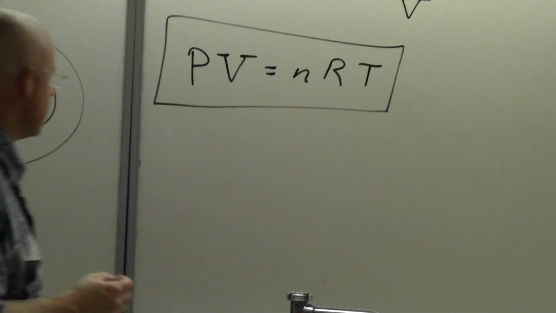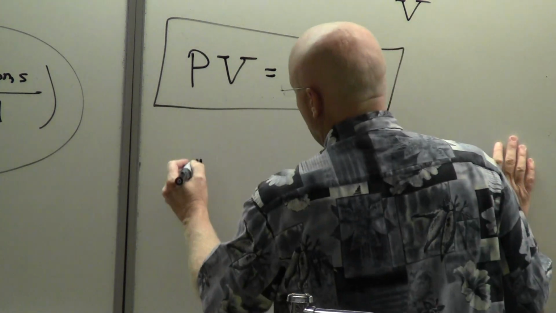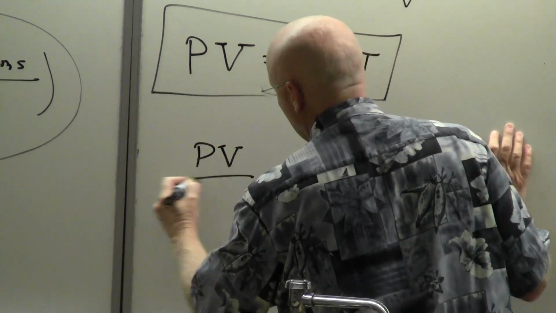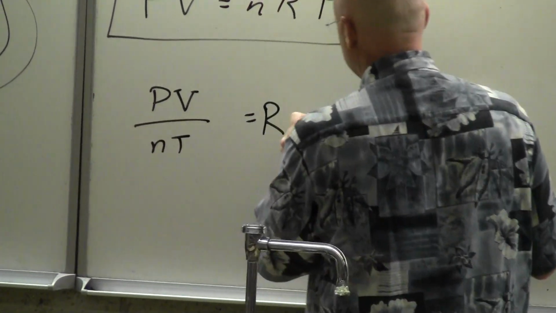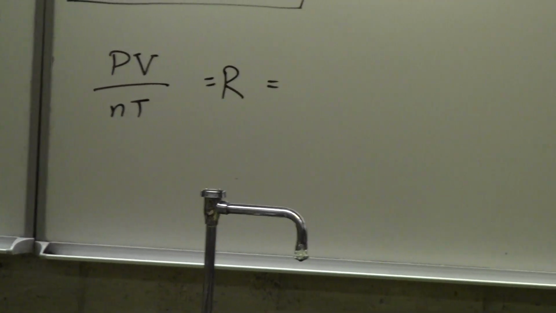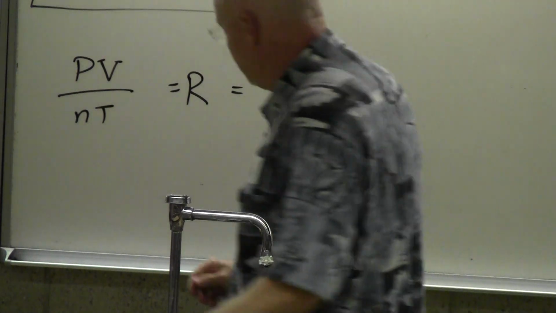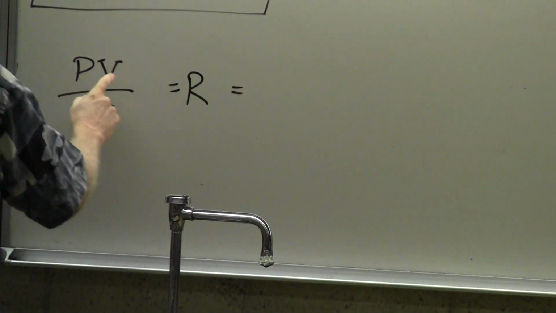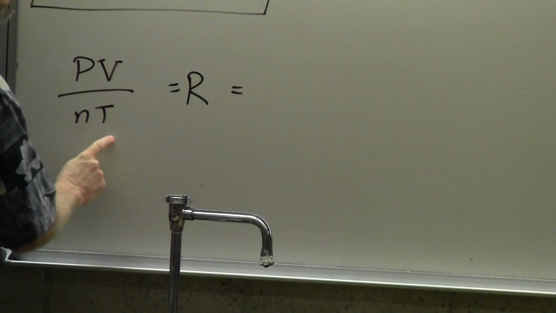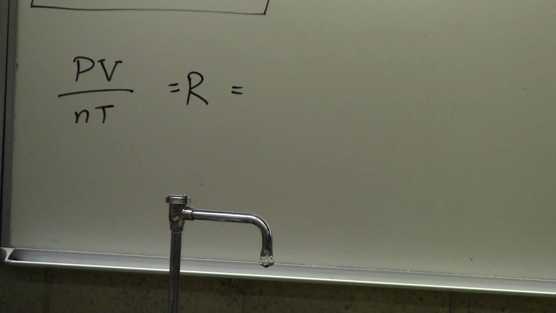Now, of course, that doesn't quite answer the question about R. You could see R would equal PV over NT. And so if you go into the laboratory and make some measurements, and you take a container of a gas and you measure its pressure and its volume and its temperature and how many moles you have, you will always get the same number.